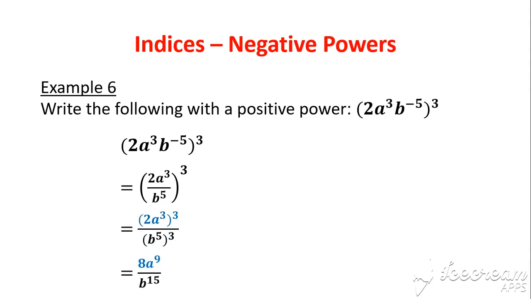Now we can go 2a cubed to the power of 3, 2 to the power of 3 is 8, and 3 times 3 makes 9, so we're left with a to the power of 9. And then we can go 5 times 3 is 15.